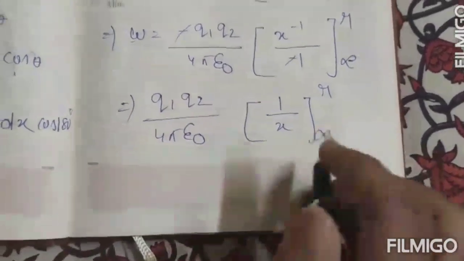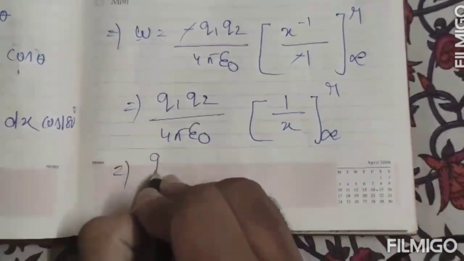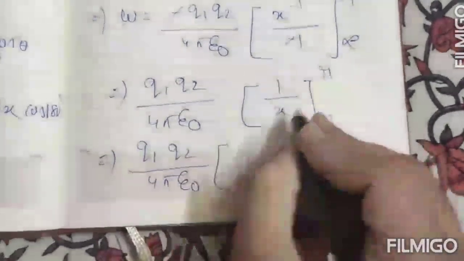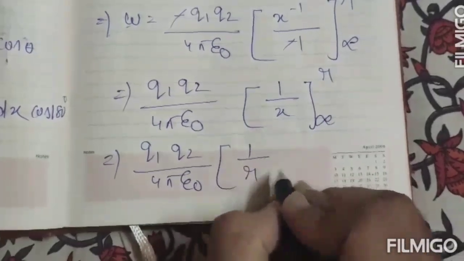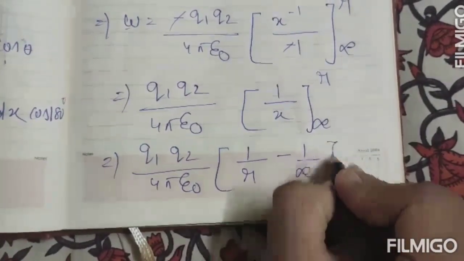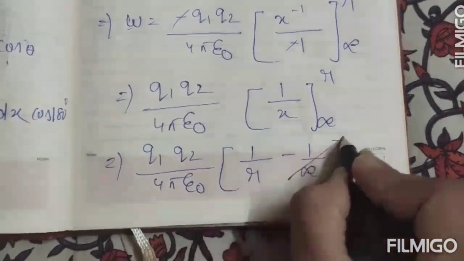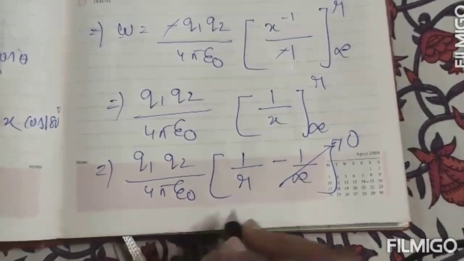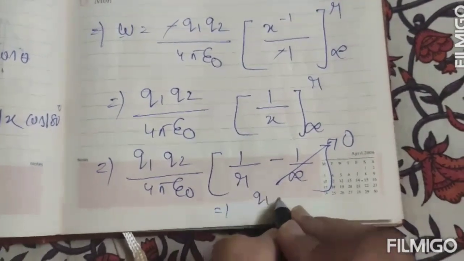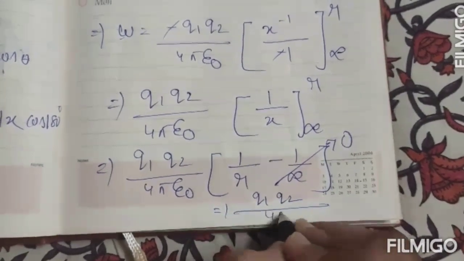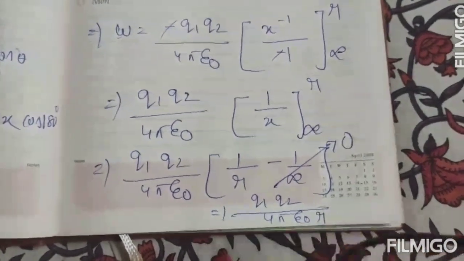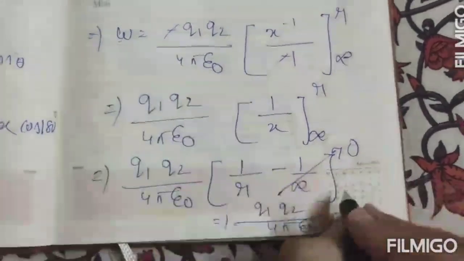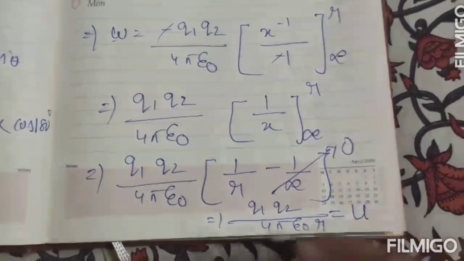Now let us place the value. This will be Q1 Q2 by 4 pi epsilon naught. If you place R here, this will be 1 by R minus 1 by infinity, right? So what is 1 by infinity? 0. So what answer will you get? Only Q1 into Q2 by 4 pi epsilon naught into R, right? And what should this be equal to? Work done. What is work done? Energy U, potential energy.